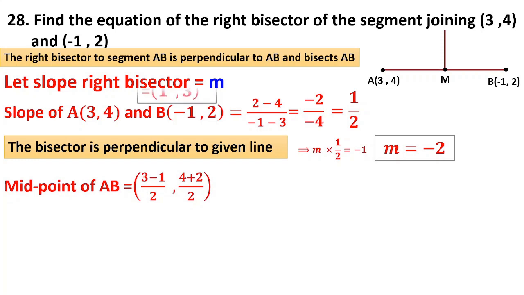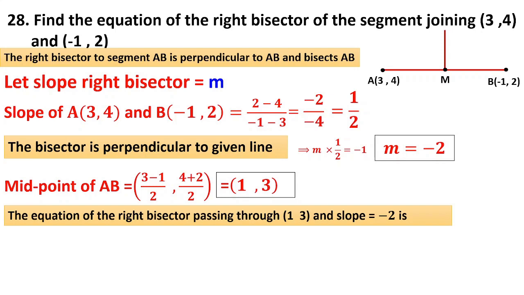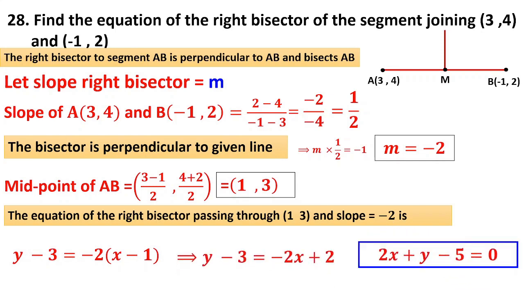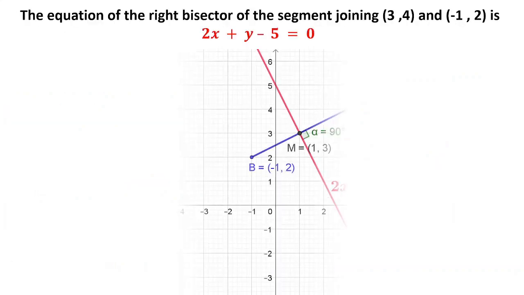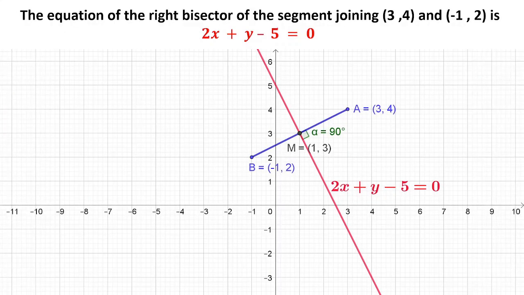Therefore midpoint of AB you have to find: x1 plus x2 by 2, y1 plus y2 by 2, which is (1, 3). Therefore the equation of the right bisector, with point (1, 3) and slope minus 2, is y minus y1 is equal to m into x minus x1. Therefore the answer is 2x plus y minus 5 is equal to 0. We can visualize it on a graph sheet now. You have been given one line segment joining (3, 4) and (-1, 2), and the given line bisects it and is also perpendicular.